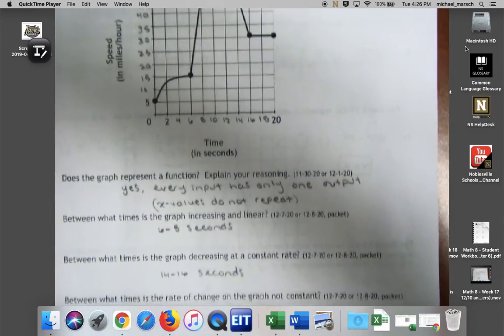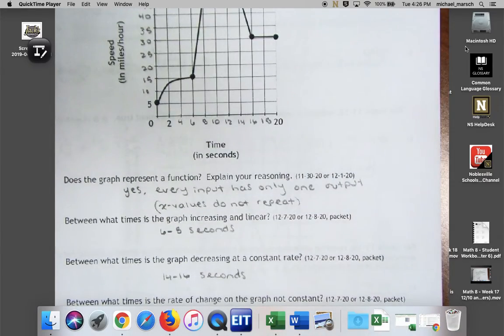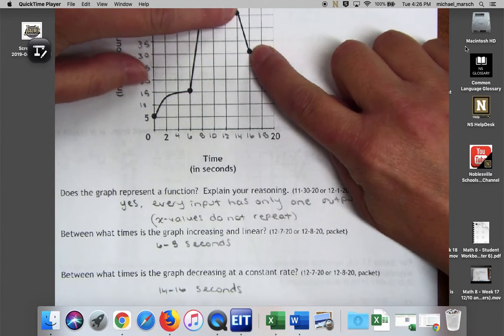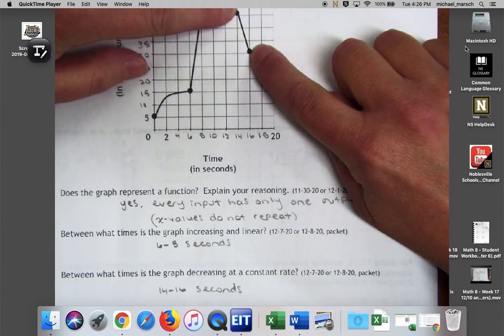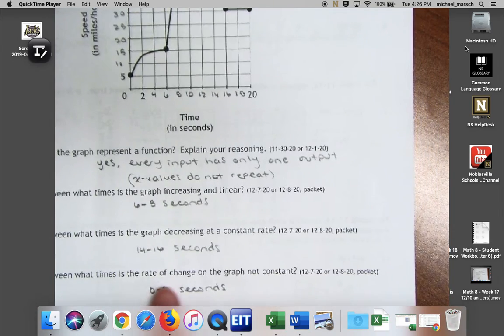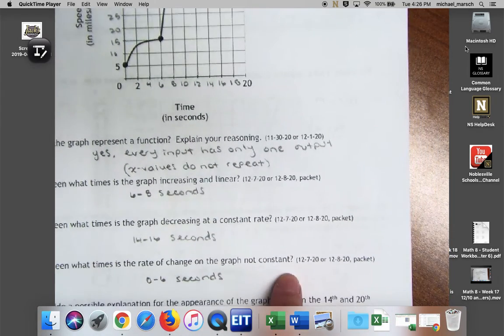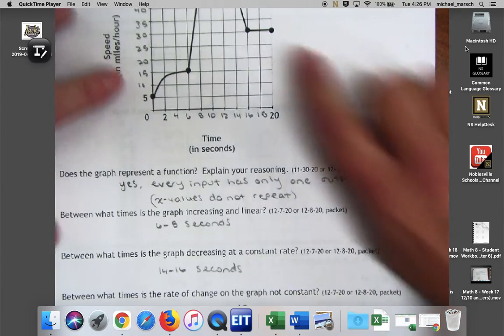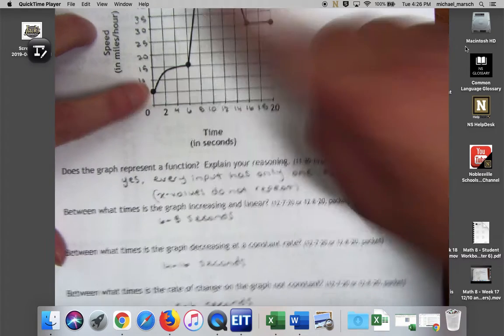Between what times is the graph decreasing at a constant rate? So I'm looking for a straight line decreasing, and I see right here between 14 and 16 minutes. Excuse me, 14 and 16 seconds. Between what time is the rate of change on the graph not constant? So where do I see a curve? Well, that's going to be here between 0 and 6 seconds.